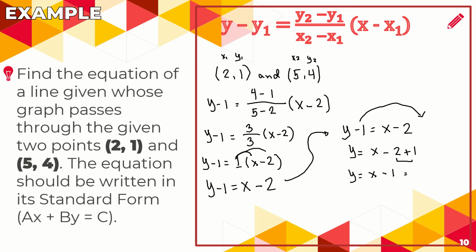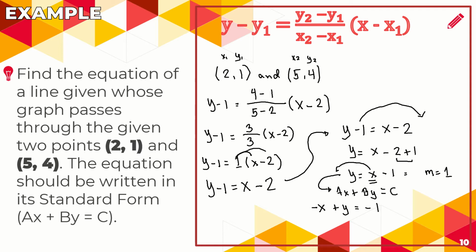So let's continue. We need to write this one in the standard form, ax plus by equals c. So the variable x should be moved to the other side of the equation. From positive x, it will become negative x plus y equals negative 1. But as we can see, the variable x is negative. Based on the standard form, x should always be positive. So we need to multiply our whole equation by negative 1.